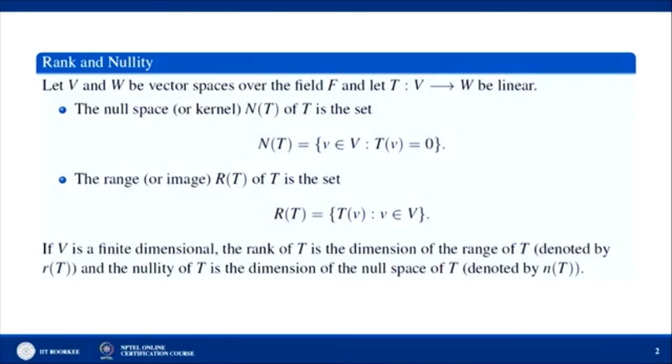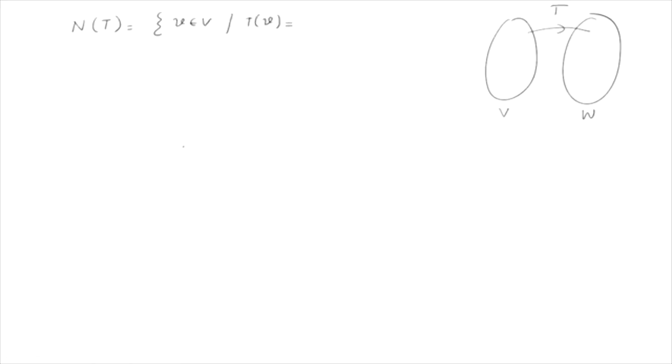Let V and W be vector spaces over the field F and let T from V to W be linear. Basically, we are having a linear transformation T from V to W, where V is a vector space and W is a vector space over the field F. Now, the null space of this linear transformation T is all those elements v in V such that T of v equals 0 of W.